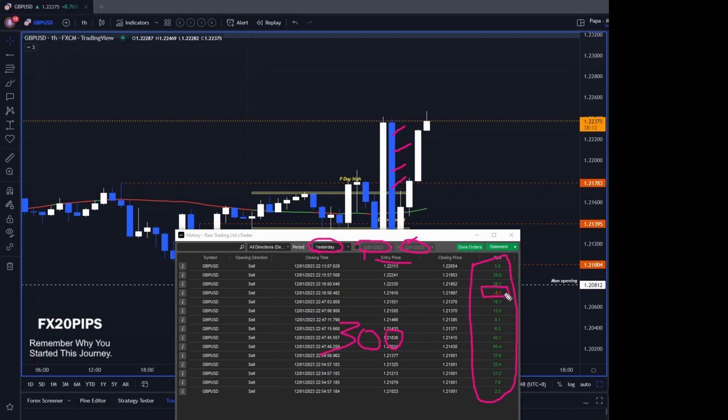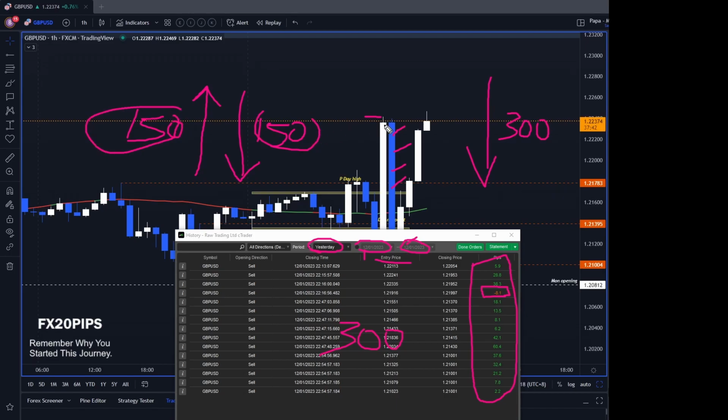So you add to your winning trades, and you get the move down for about 300 pips. If you are so good as to catch the top and the bottom of this candle, you get 150 up, and then provided it comes down another 150, then you only get 300. But if you keep adding to your winning trades, you can get more pips there. So basically that's what I was trying to show you.